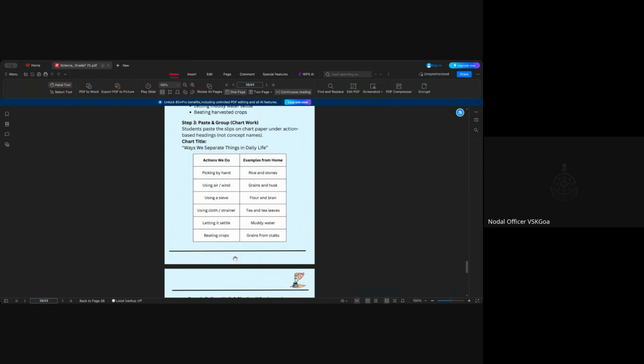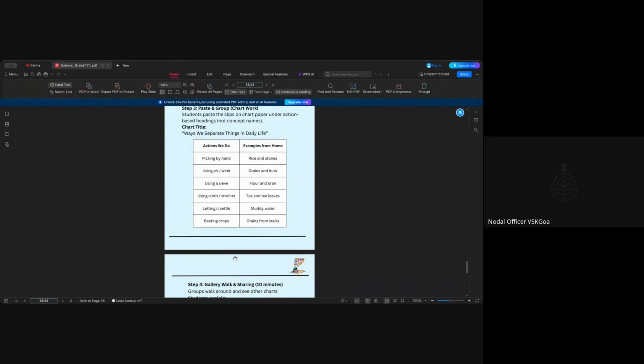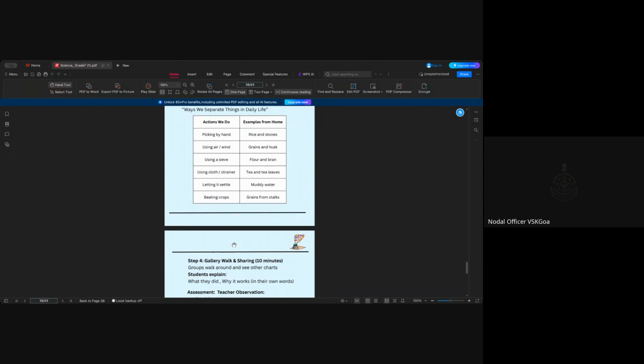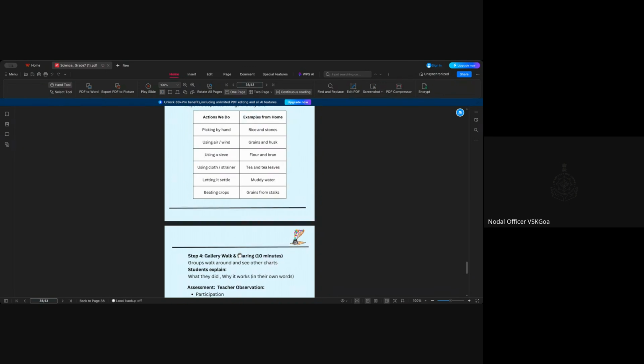We don't want the actual terminology here, like winnowing, sieving. The basic idea is to make them aware of the actions which we do, and then we can correlate when this particular concept comes into the picture. One very interesting thing we can do is a gallery walk, wherein each group will display whatever actions they have written on a table, and all the groups in the class will walk around each other's tables and see what they have written for that particular example. Such a thing can be done for this activity.